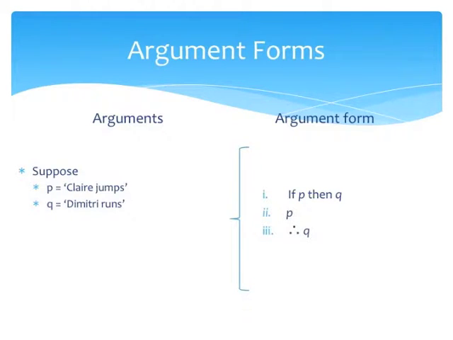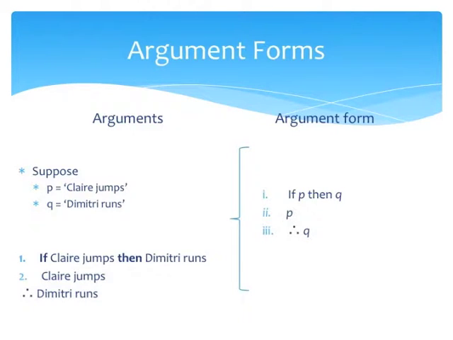Suppose that we let P be the sentence Claire jumps, and Q the sentence Dimitri runs. Now let's go to the argument form to the right. Wherever we see an occurrence of P, we substitute the sentence Claire jumps. And wherever we find an occurrence of Q, we uniformly substitute Dimitri runs. So what do we get? Exactly. We get the following argument. 1. If Claire jumps, then Dimitri runs. 2. Claire jumps, therefore Dimitri runs.